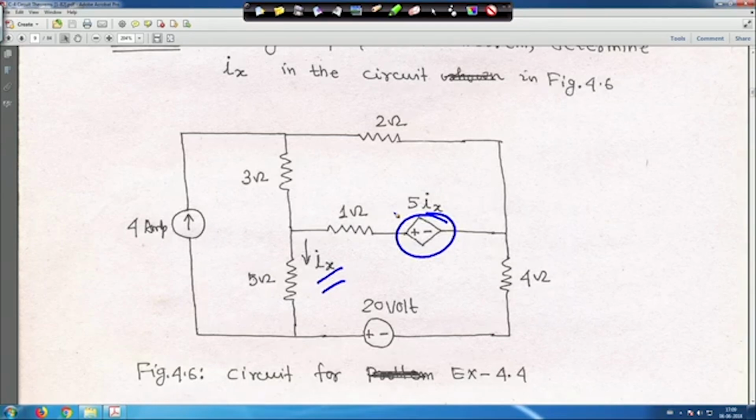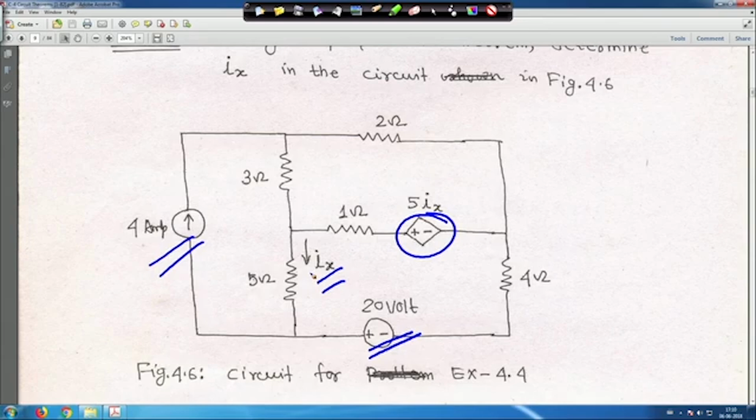As I told you, the dependent voltage source should be intact in the circuit, you cannot remove it, you cannot turn it off. But one independent current source is there, 4 ampere, and one independent voltage source is there, 20 volt. All the other resistance values are given. We have to find Ix using the superposition theorem.